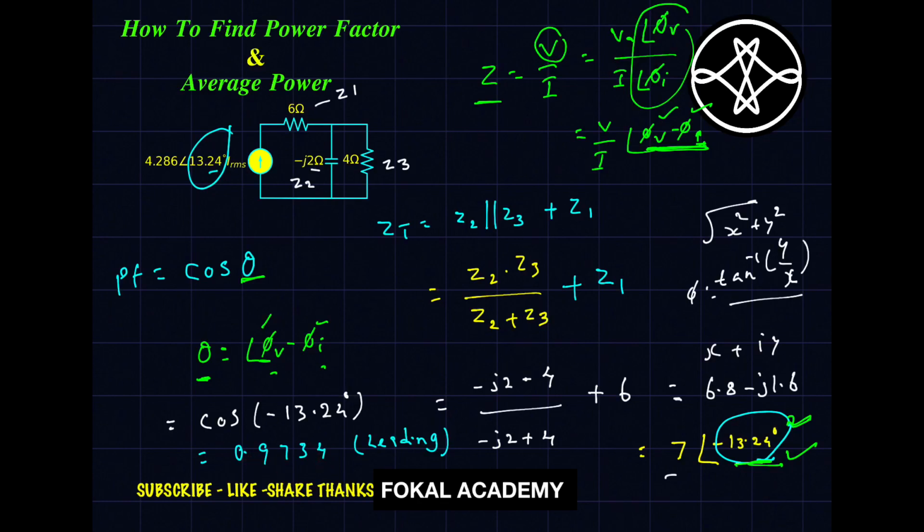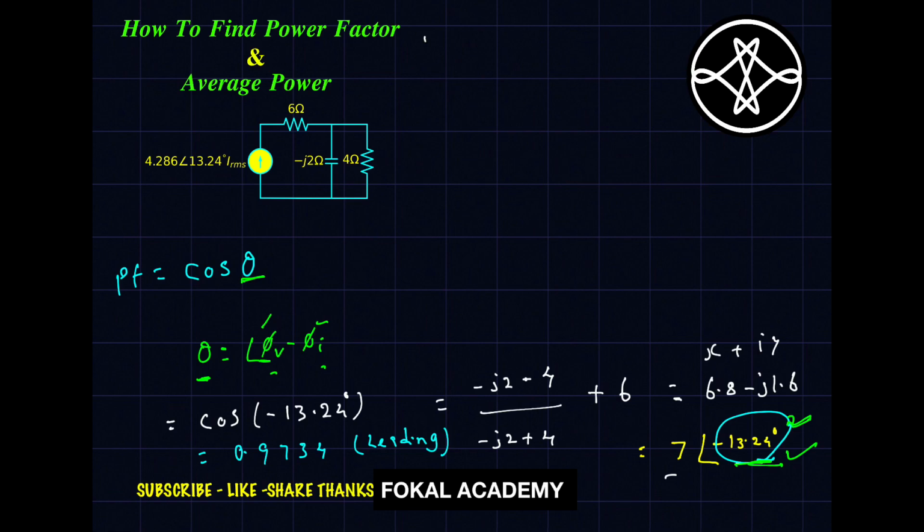Now how to find the average power? We can find average power in two methods. Both methods are important. So let's see the first method, method 1. Average power equals Vrms into Irms into power factor. Here Irms is 4.286, but we don't know the Vrms value.